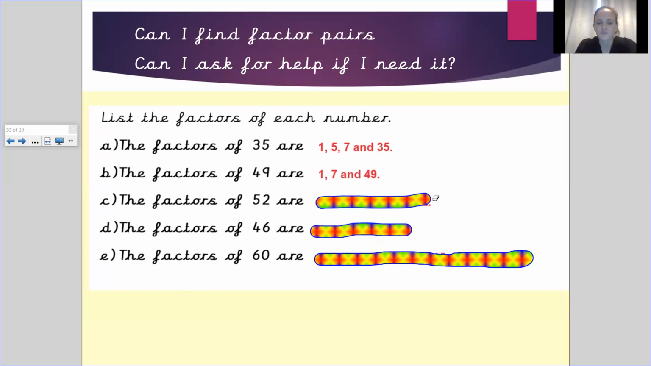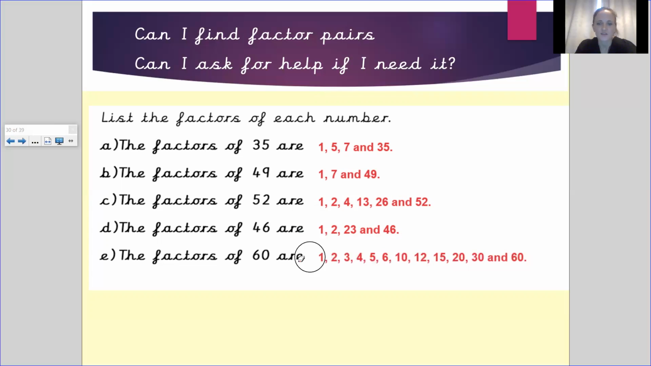The factors of 52 are 1, 2, 4, 13, 26, and 52. We would get 1 and 52, 2 and 26, 4 and 13. The factors of 46 are 1, 2, 23, and 46. So your factor pairs would be 1 and 46, 2 and 23.